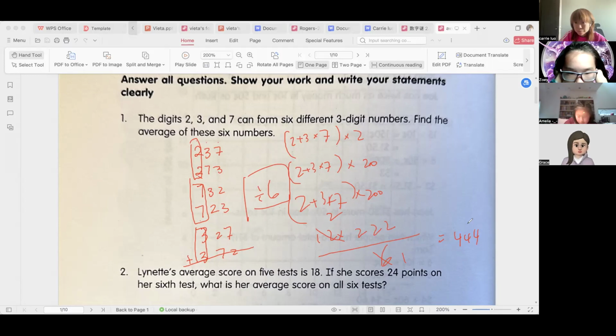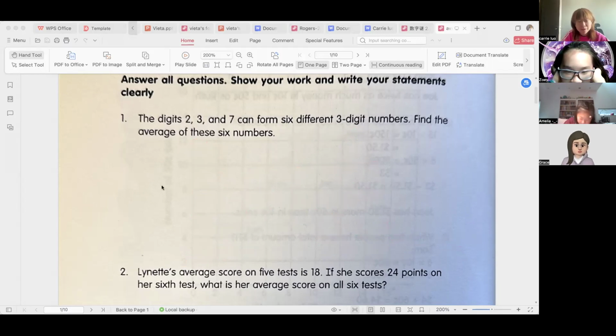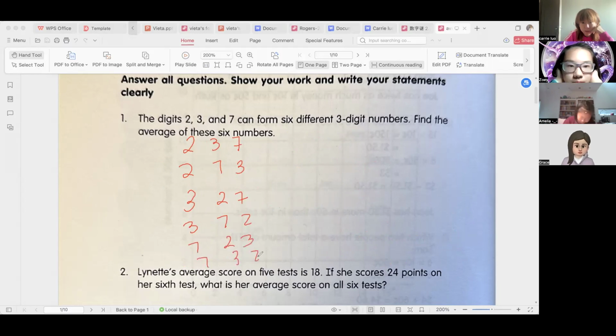Understand, Zoe? No? Okay, let me do it again. Because we're using 3 digits, 2, 3, and 7, right? So we're going to use 237, 273, 327, 372, 723, and 732, correct? So there are 6 numbers we're going to create through these 3 digits, correct?